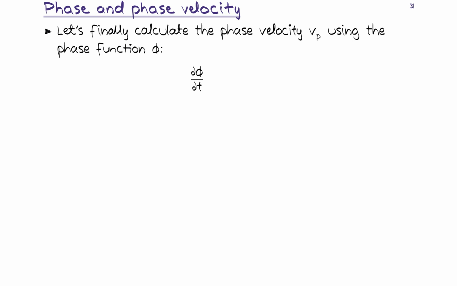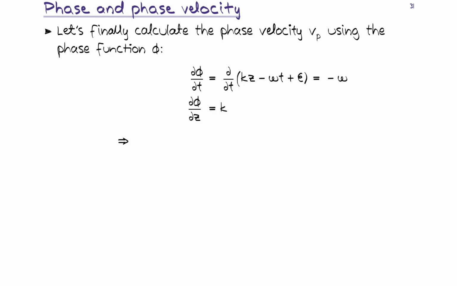And if we have a harmonic wave, then we can simply calculate the time derivative. The argument inside the sine of a harmonic wave is, of course, kz minus omega t plus epsilon. And there we calculate the partial time derivative. We get minus omega. Nothing strange here. And then we calculate the partial derivative of the phase function phi with respect to z. And here again, we get k out.